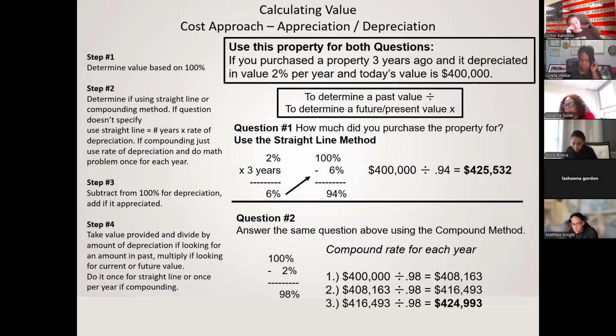If the problem does not tell you which method to use, you'll use the straight line method. Okay. So you only use the compound method if they tell you to use that method. Okay. But in real life, we'll never do this in real life.